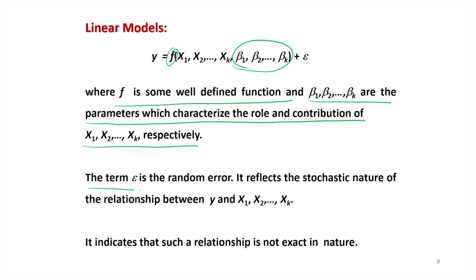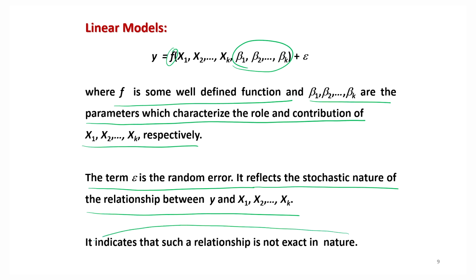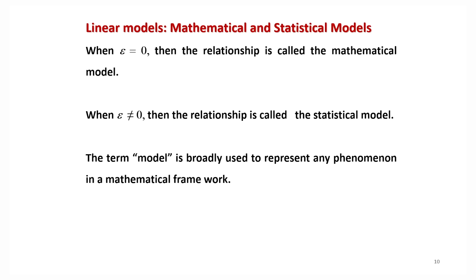And the term epsilon is the random error, and it reflects the stochastic nature of the relationship between y and x1, x2, xk. And this also indicates that the relationship between y and this x1, x2, xk cannot be exact in nature. But we are using here the equality sign. So this epsilon is trying to balance it to maintain this equality sign mathematically. Right.